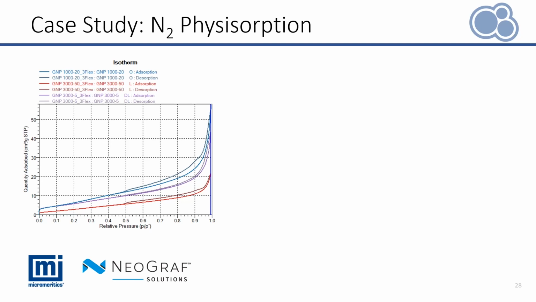Here is the overlay of nitrogen isotherms of three samples obtained from the 3-flex. The sample with the lowest uptake was the GMP 3000-50 in red, followed by GMP 3000-5 in purple, which makes sense since the sample with the smaller particle size has higher surface area. And lastly, GMP 1000-20 had the highest quantity adsorbed.